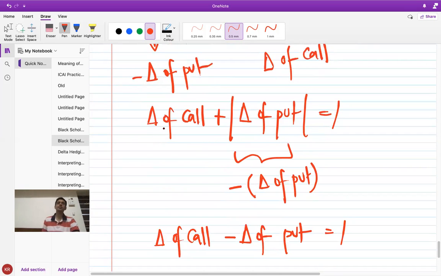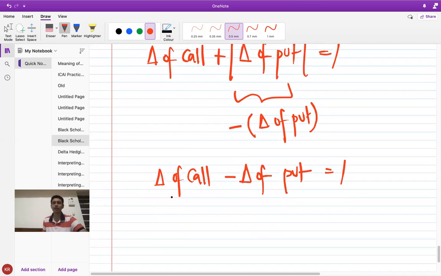The way we remembered it is delta of call plus modulus value of delta of put should be equal to 1. That is how we learnt it. Agreed. But the delta of put itself is negative. So modulus value of delta of put means nothing but minus of delta of put, right?